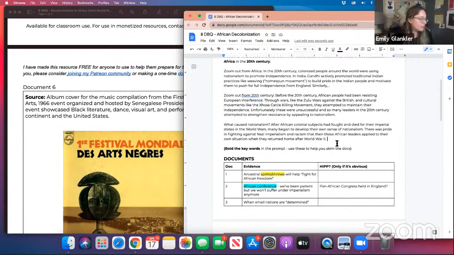And so the biggest thing about context is that they just want to know that you know that it's not like all of a sudden in the 1900s, African people were like, hey, let's be independent. It doesn't just happen out of nowhere. They want to know that you understand the bigger picture. And so that could be the bigger picture of what else is going on at the same time, or what was happening before this era.